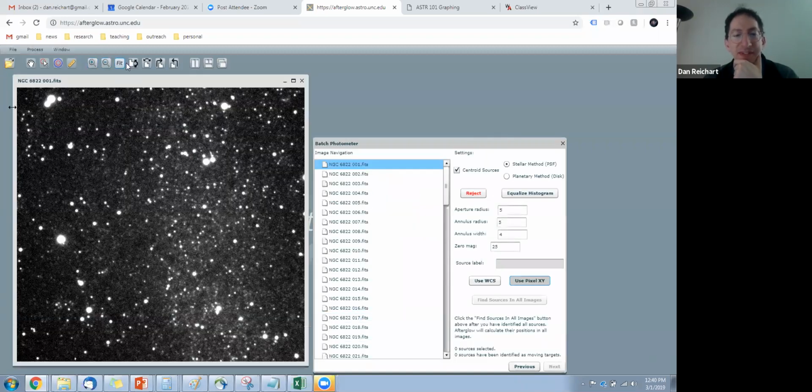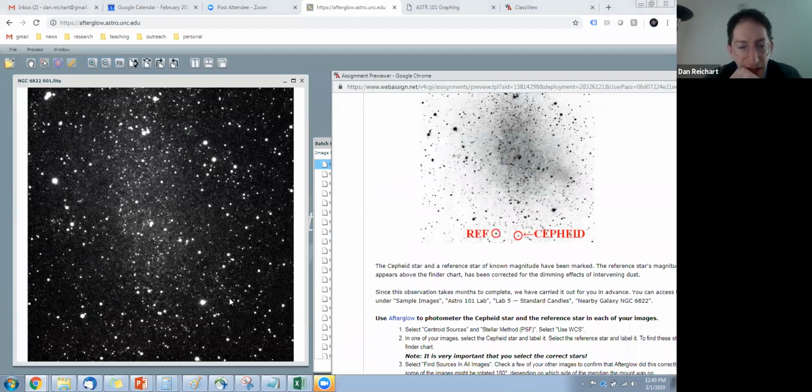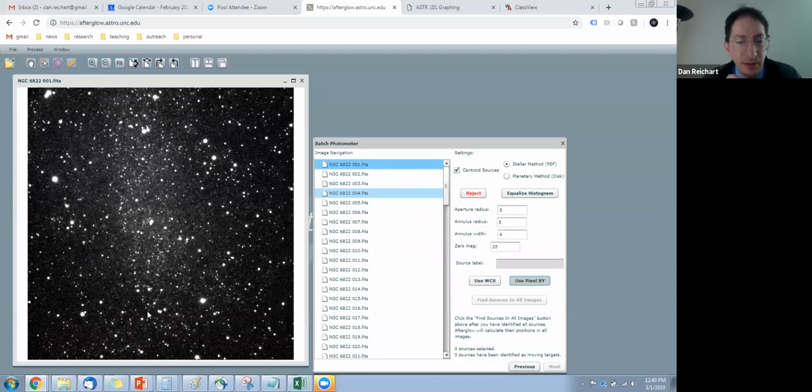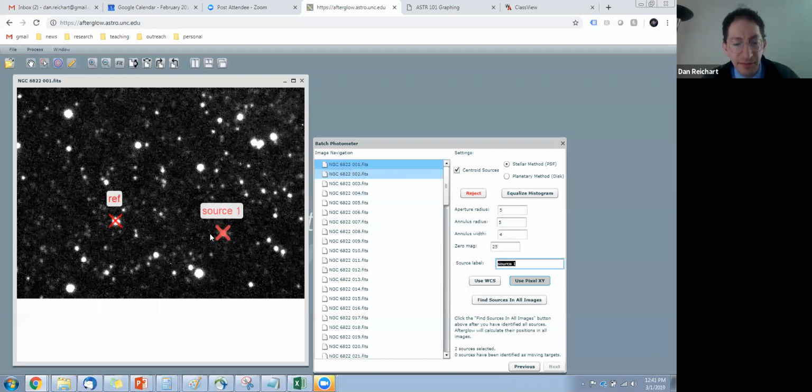And I often like to fit to see the whole thing. And here's the reference image. It's down here. Looking at the finder chart, this one right here is the reference, and this one right here is the Cepheid. So this is the ref. This is the Ceph.